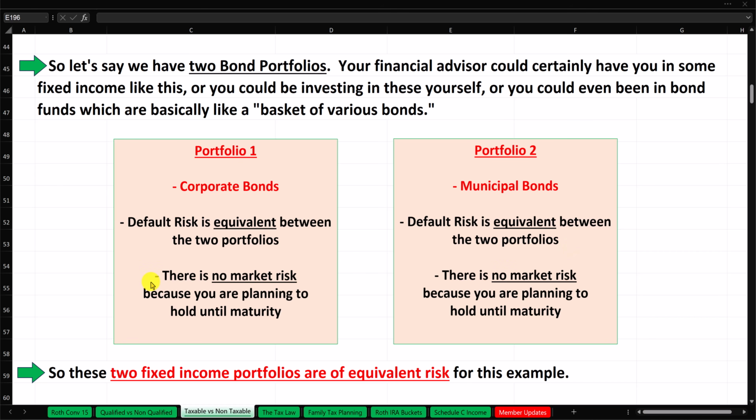Now we're also going to assume that there is no market risk in these investments because you are planning to hold until maturity. There can only be market risk in a bond investment if you need a market within which to liquidate the investment prior to maturity. If you're planning to hold till maturity, then there's no market risk because you don't need to liquidate anything. You're holding until the issuer of the bond returns the money at the end. So if there's no market risk, the only remaining risk would be default risk, and we're setting that equal between the two portfolios. So in summary, these two fixed income portfolios are of equivalent risk for this example.